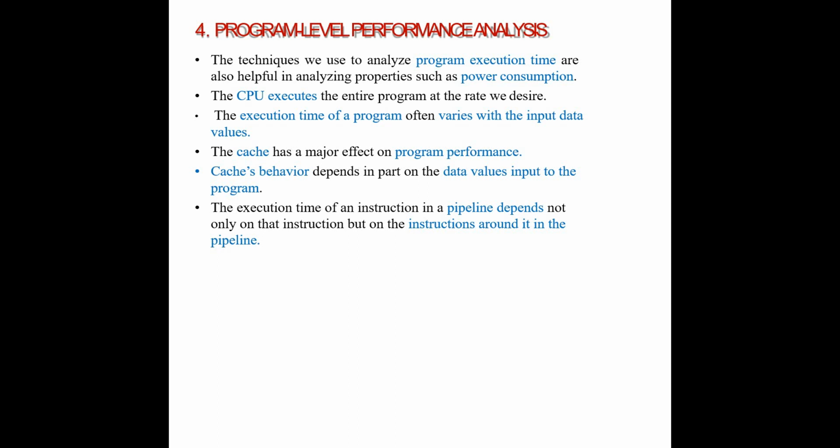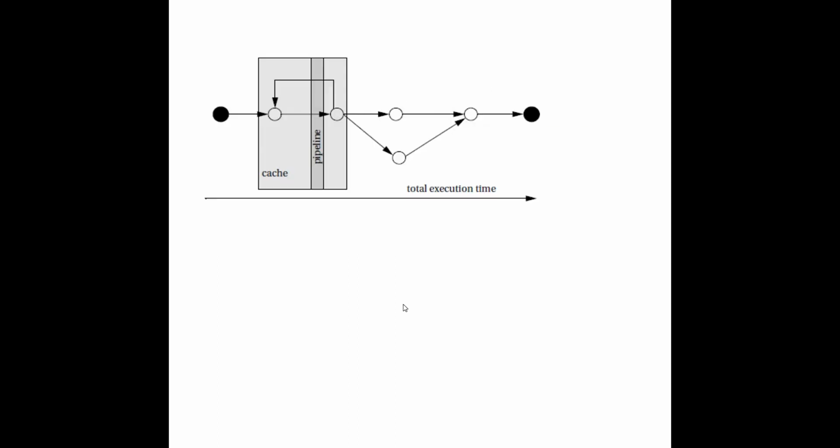So next we are going to see about program level performance analysis. The techniques we use to analyze program execution time are also helpful in analyzing properties such as power consumption. The CPU executes the entire program at the rate we desire. The execution time of a program often varies with the input data values. The cache memory has a major effect on program performance. The cache behavior depends in part on the data values input to the program. The execution time of an instruction in a pipeline depends only on that instruction, but not on the instructions around it in the pipeline. So this is the diagrammatic representation of the execution time. By using this, you can calculate the total execution time using the cache memory and pipelining architectures.